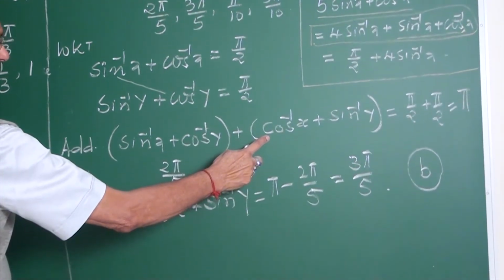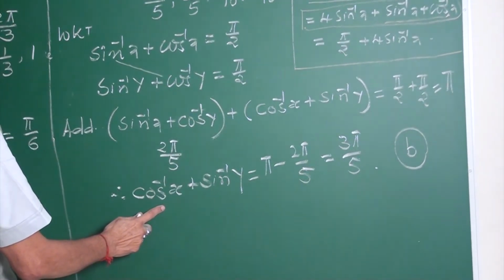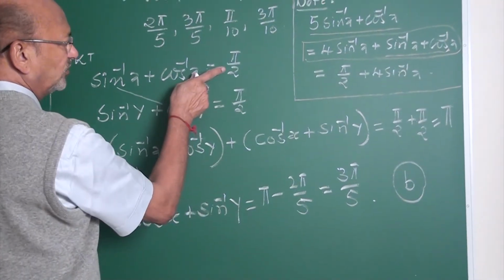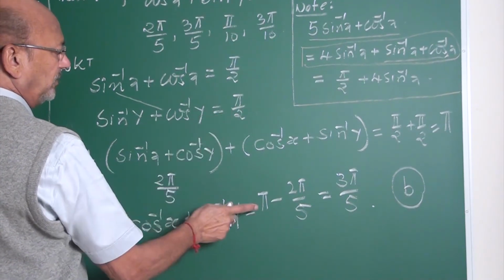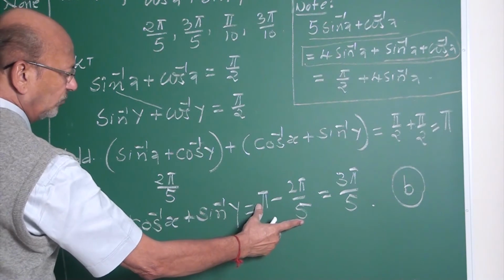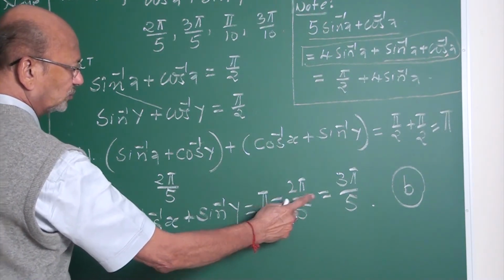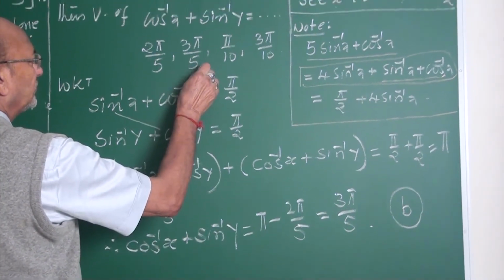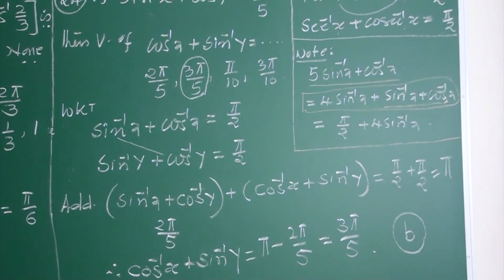You wanted this, therefore cos inverse x plus sine inverse y equals the RHS. Here also we are adding the RHS: pi by 2 plus pi by 2 is pi. Pi minus this 2 pi upon 5. LCM, cross, 5 minus 2, 3 pi upon 5. Where is 3 pi upon 5? This is option B, my friends. Option B is the answer.